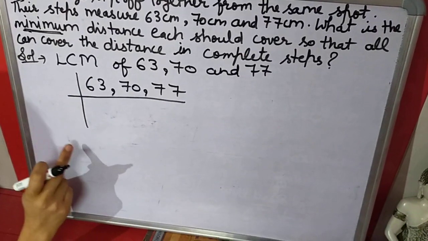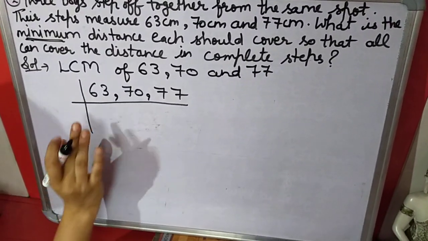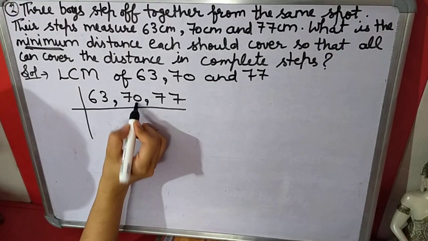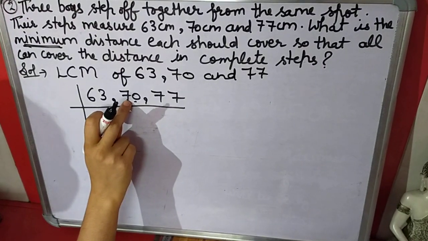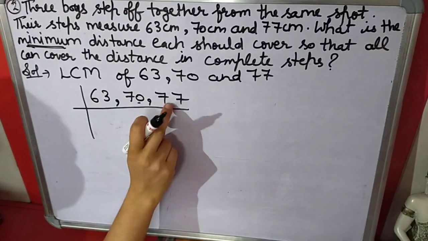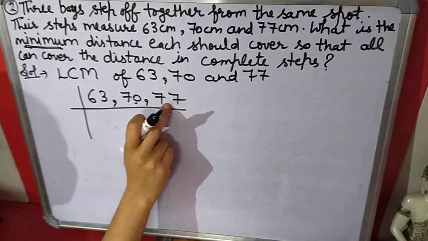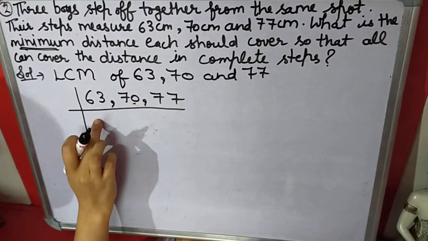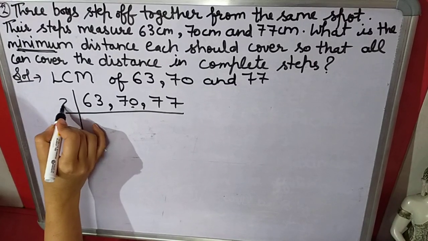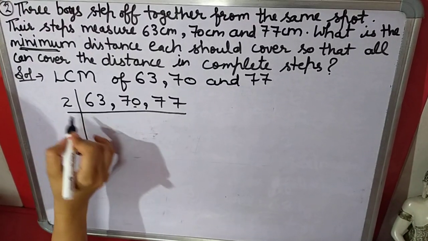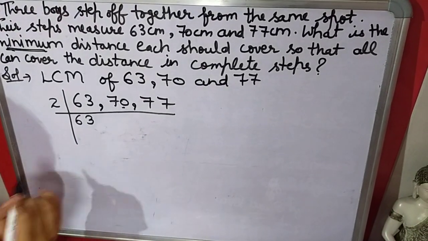Here we have to take prime numbers only. So we will check. Last digit is 0, so 70 is going in table of 2. But 63 and 77 are not coming in table of 2, so we will write same as 63 and same as 77. Here we will write 2. 63 is not coming in table of 2, so 63 will come same.